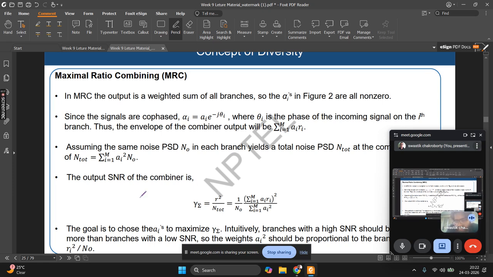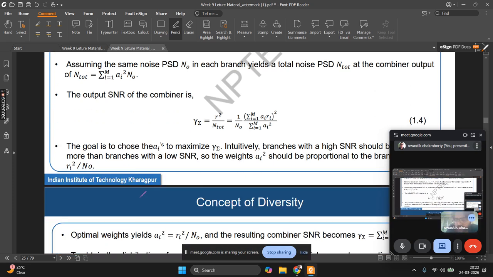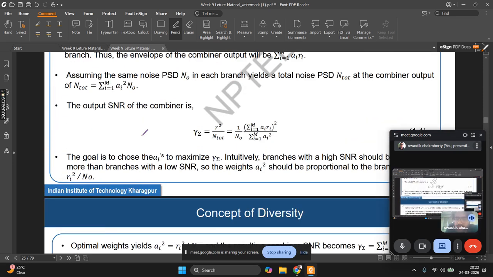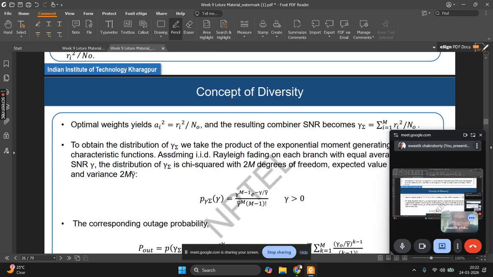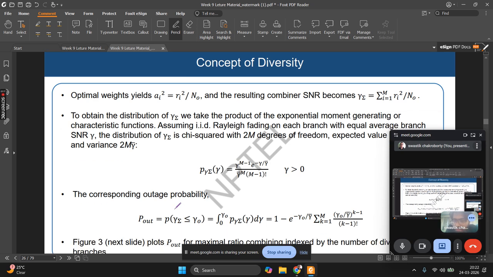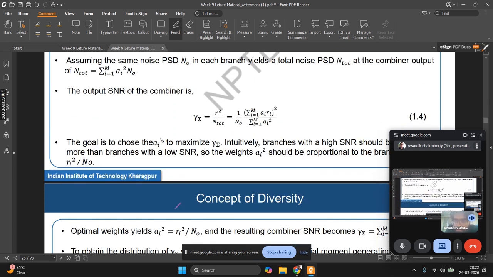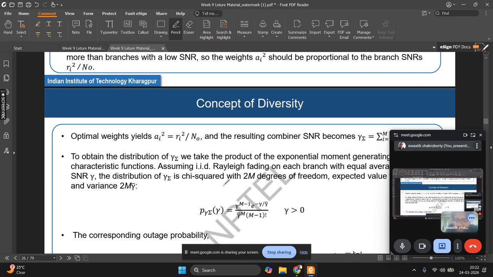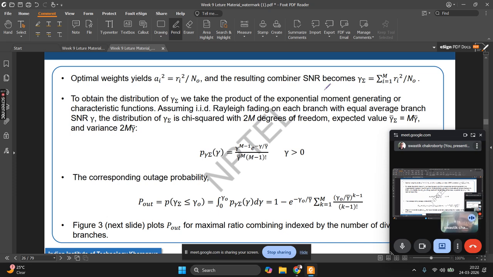If the outputs of the combiner have the same phase, then they will combine maximally. Now the optimal weight calculation, if you do it, will be the received signal divided by N naught, where N naught is your noise. So the optimal resulting combiner SNR is basically the sum of the received signal squared, summation of Ri square divided by N naught.